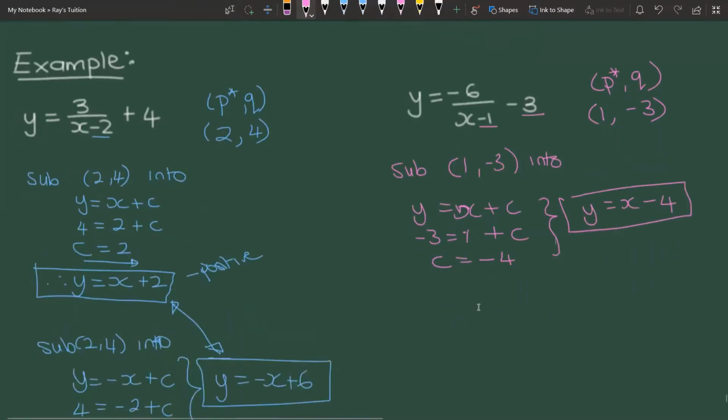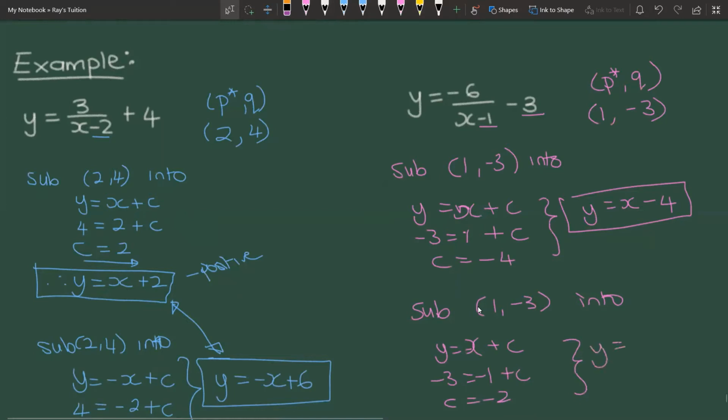Let's do the negative one. We're going to substitute 1 and minus 3 into y is equal to negative x plus c. So we have minus 3 is equal to minus 1 plus c. Solving for c, we get that it's negative 2, giving us that this is y is equal to negative x minus 2. So those are our two axes of symmetry for this graph.